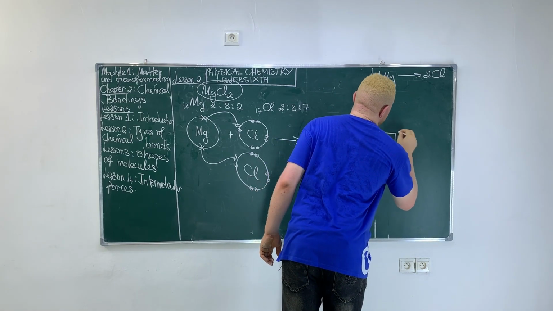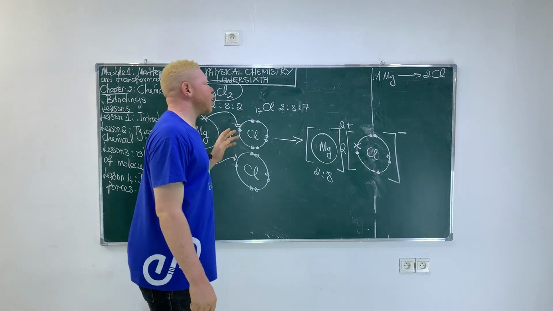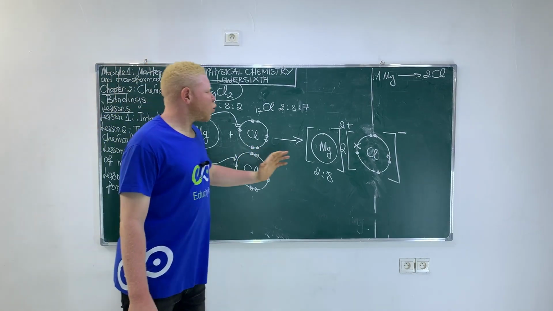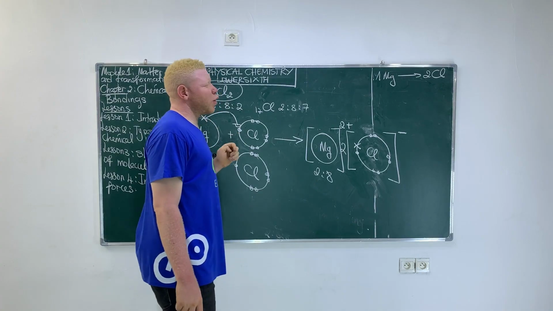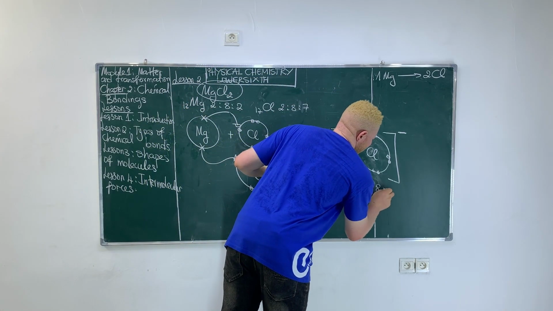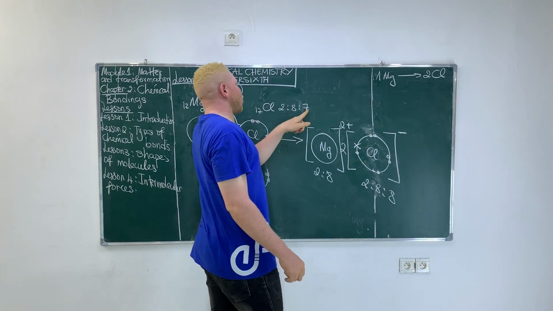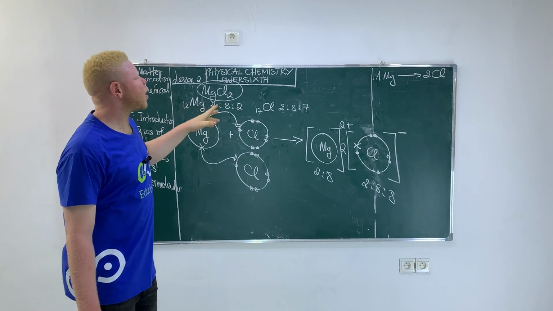Chlorine is negatively charged. Why a single negative charge? Because each chlorine atom gains 1 electron. That is why we're having this configuration. So the configuration of the chloride ion will be 2:8:8. Why? Because this chlorine is gaining 1 electron from magnesium, given that there are 2 of them.